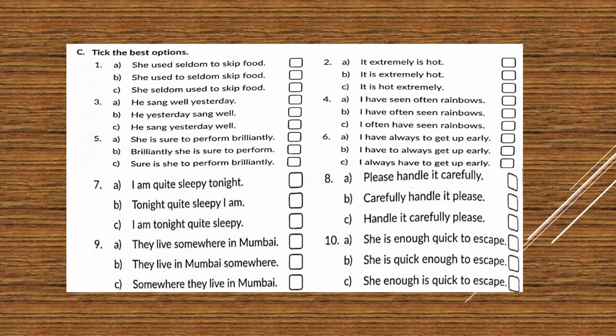Coming to exercise C. In each sentence, three options are given. You have to choose the most grammatically correct one. Means, has the adverb been positioned correctly? She used seldom to skip food. Absolutely wrong, because this is an adverb of frequency. It will be placed: She seldom used to skip food. Correct one is the C part.